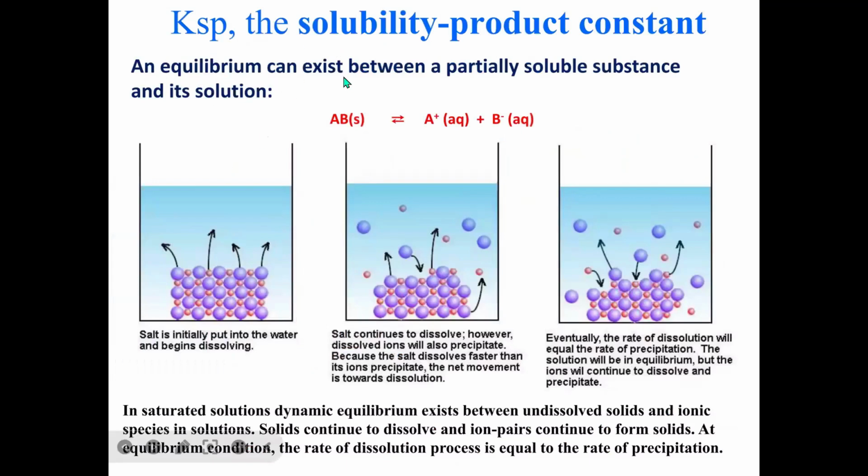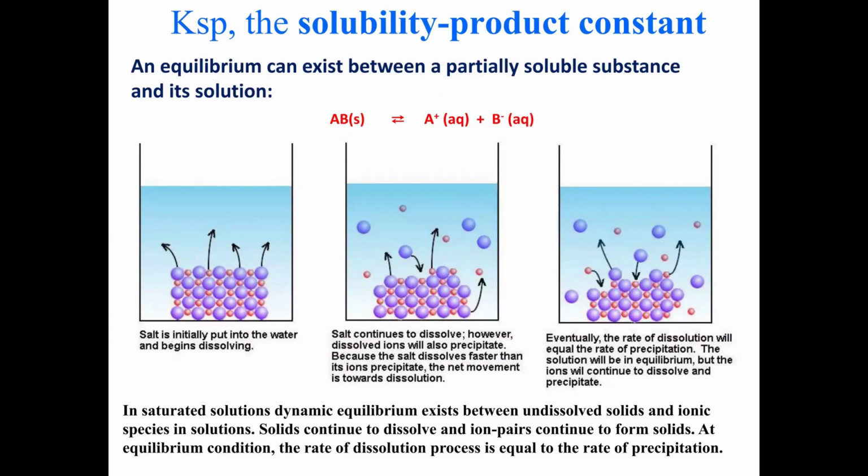An equilibrium can exist between a partially soluble substance and its solution. We should understand that it is in this situation, when we have a partially soluble substance and its solution, that we have the equilibrium.